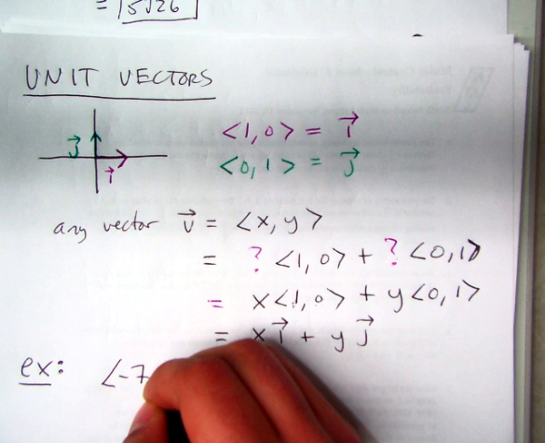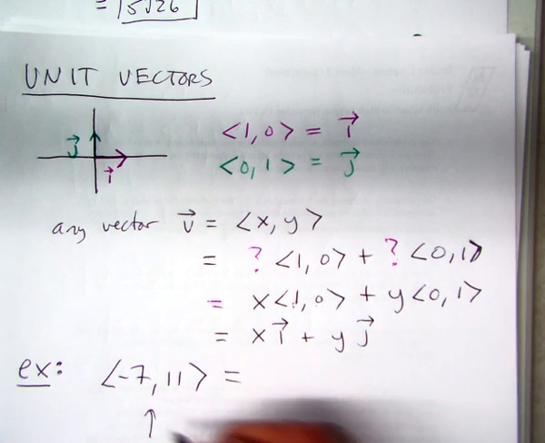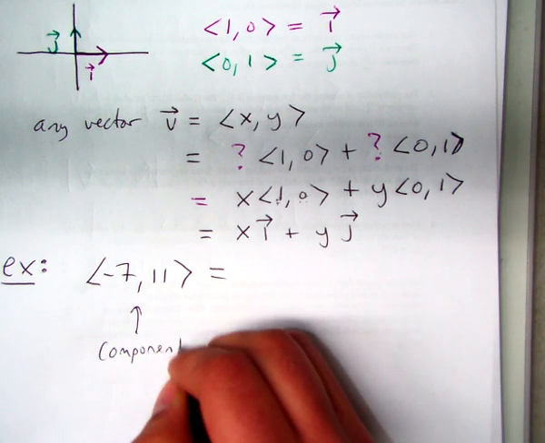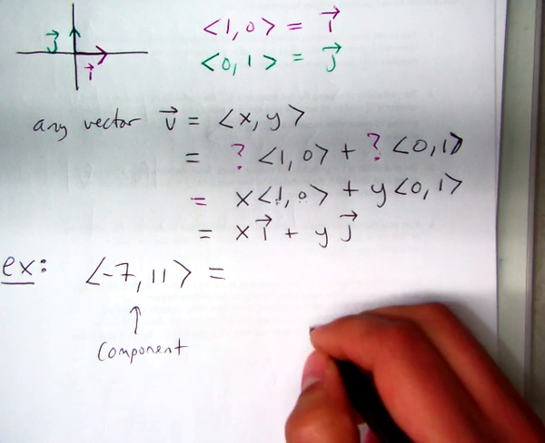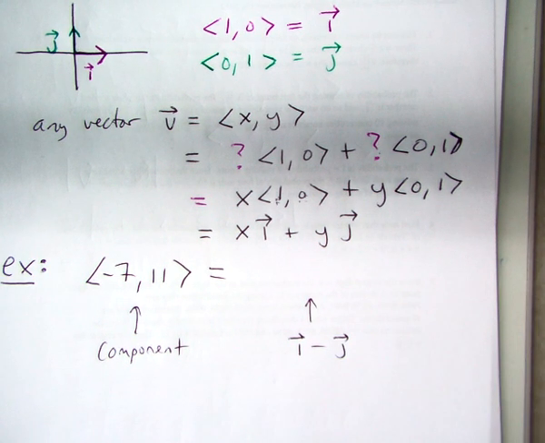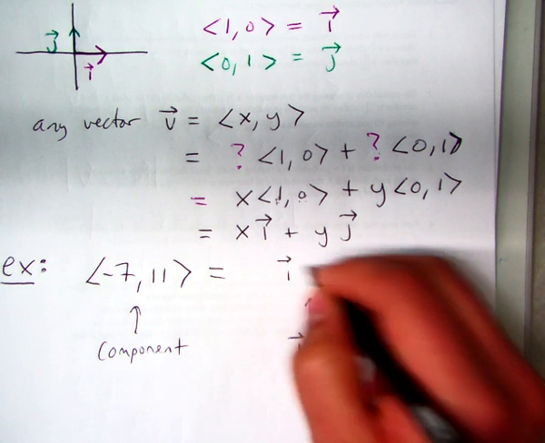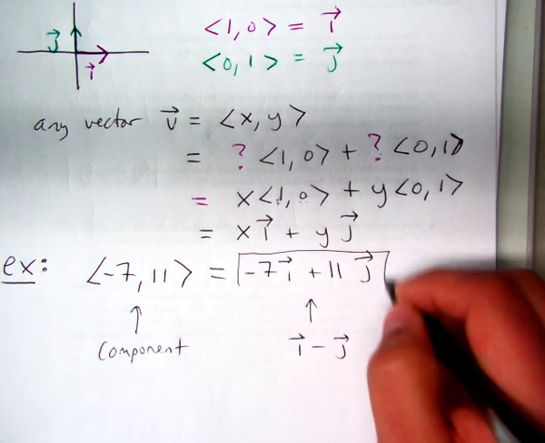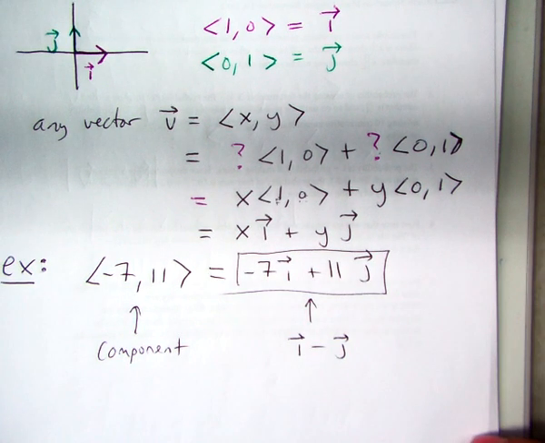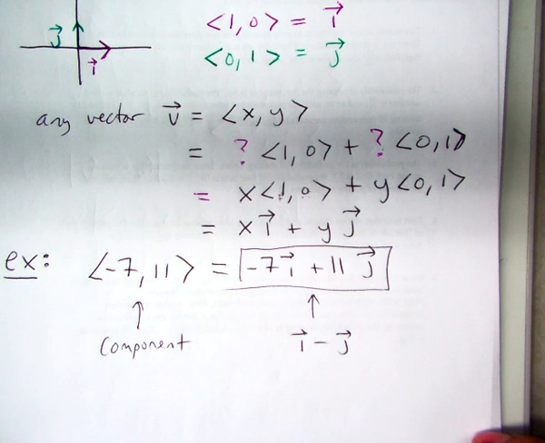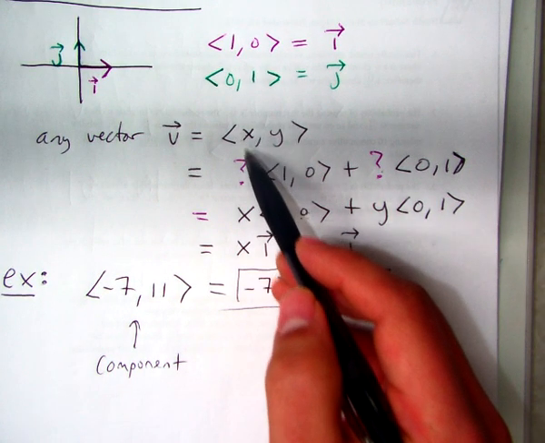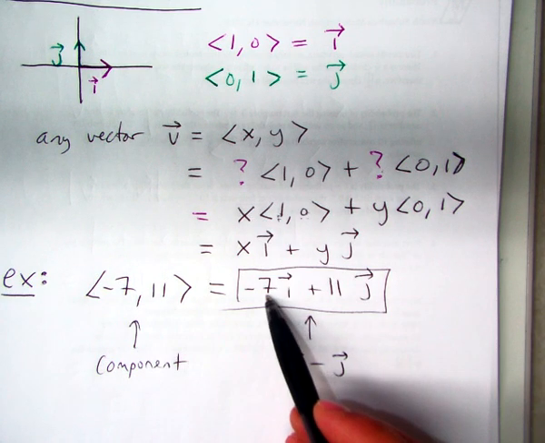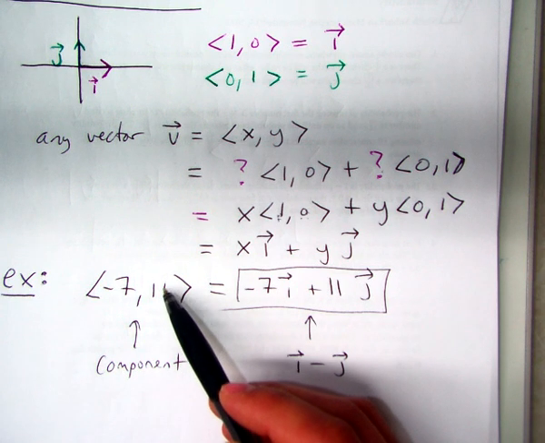Negative 7, 11. Currently, what form is this in? Component. If I want to put this in ij notation, how many i's do I need to add with how many j's? Negative 7 and 11. Done. This is your answer. That's it. Just like we did up here. If I asked you how many horizontal units do you need, you all said x, right? Well, that's negative 7 times i here. If I asked you how many vertical units you needed, you said 11 of those. So that's 11 j's.